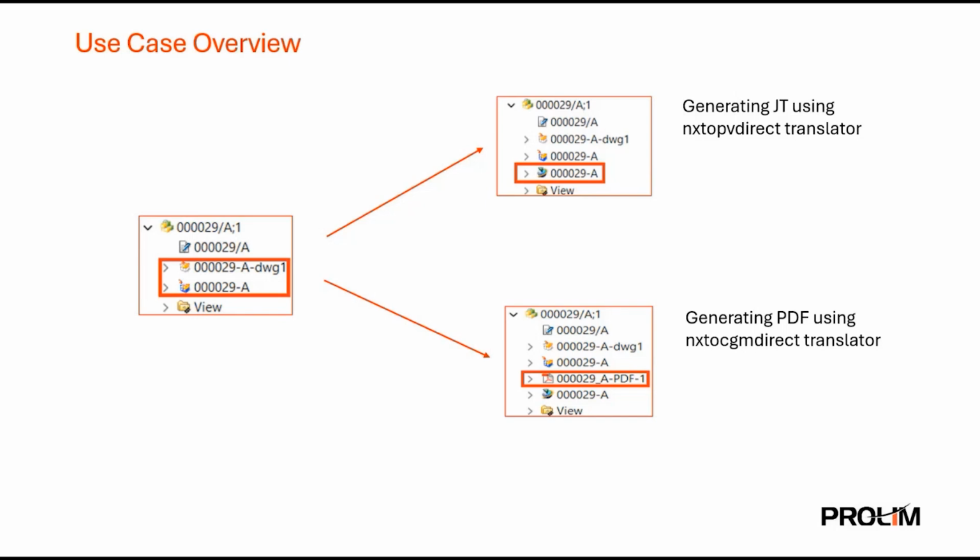We will be utilizing NX to PB Direct Translator to generate the JT file and the NX to CGM Direct Translator to generate the PDF file. I will demonstrate both manual on-demand translations as well as automated translations using workflows in the coming slides. This will give you a comprehensive understanding of how these translators function and how they can be leveraged for efficient data management and file conversions within Teamcenter.